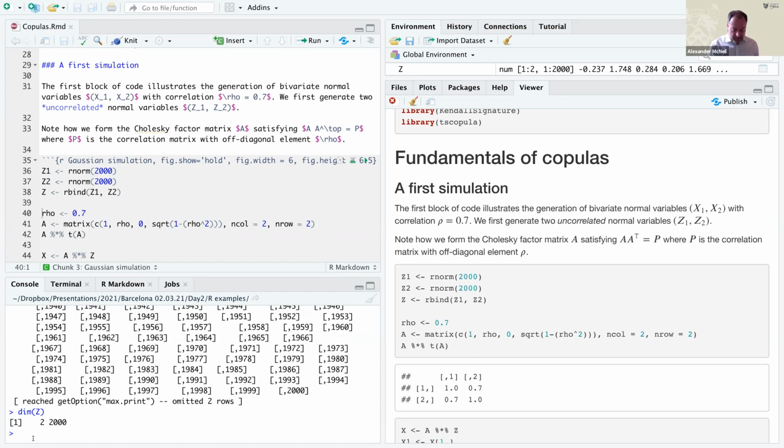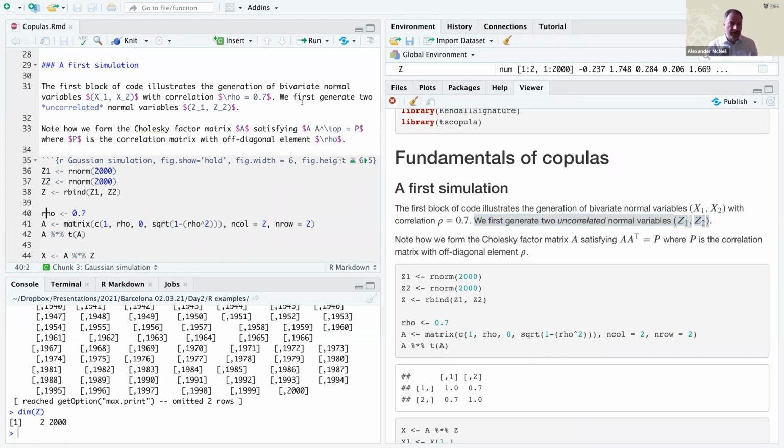Yeah, so Z is a matrix with 2 rows and 2,000 columns, and it contains independent normals. So Z1 and Z2 are independent normals. If you look in the viewer screen, we first generate 2 uncorrelated normals. Now, how do you get correlated normals?